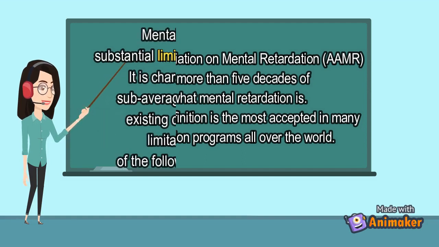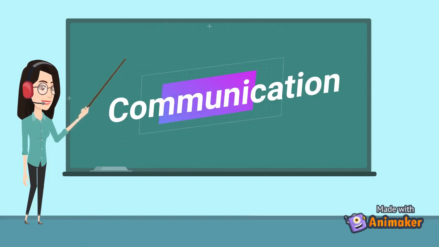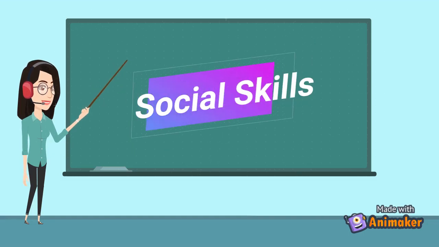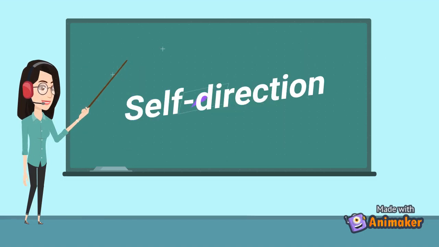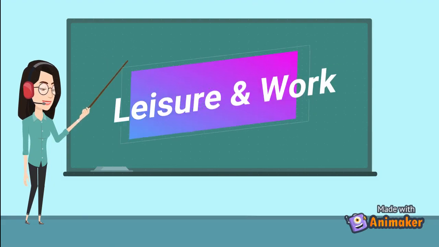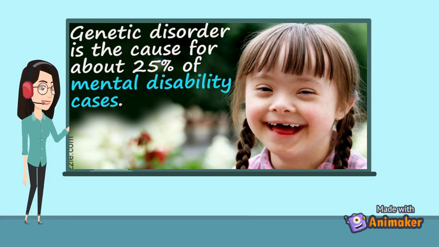Mental retardation refers to substantial limitations in present functioning. It is characterized by significantly subaverage intellectual functioning existing concurrently with related limitations in two or more of the following adaptive skills areas: communication, self care, home living, social skills, community use, self direction, health and safety, functional academics, leisure, and work. Now, mental retardation manifests before age 18.